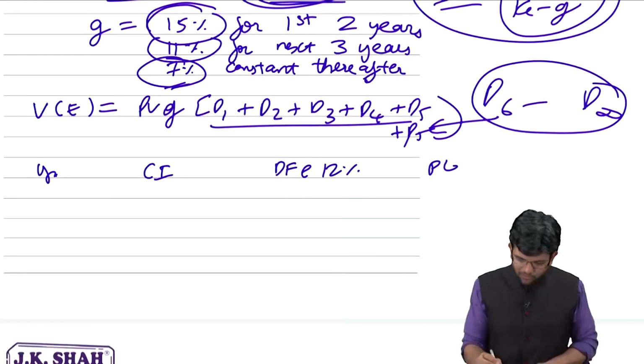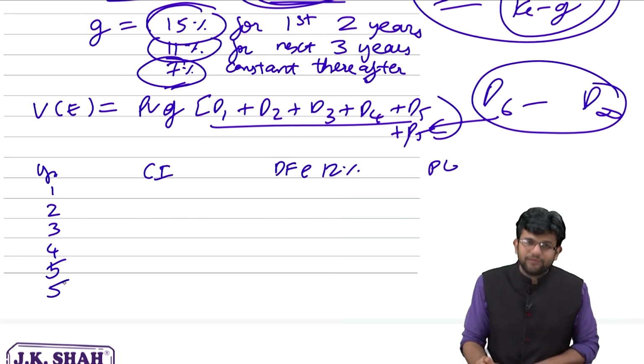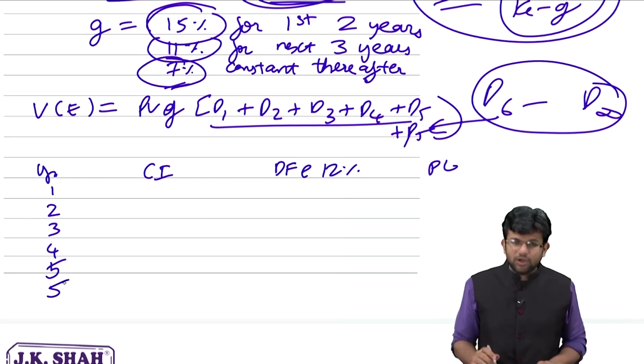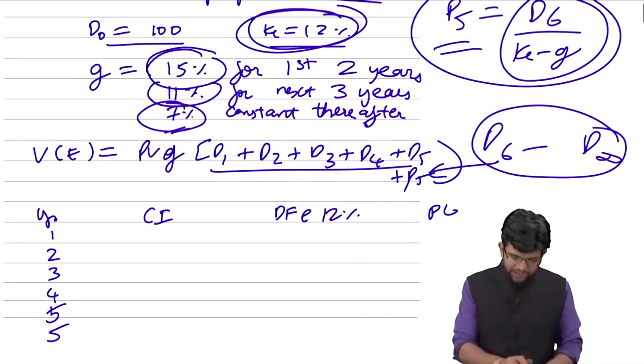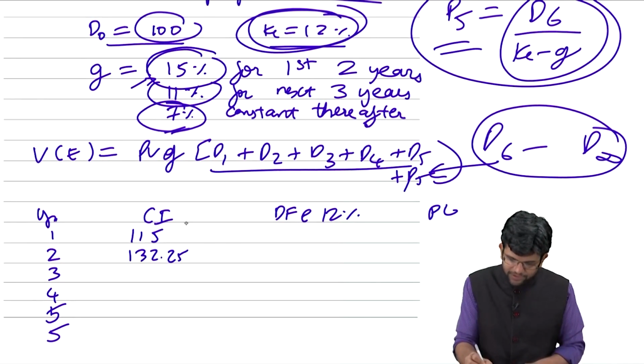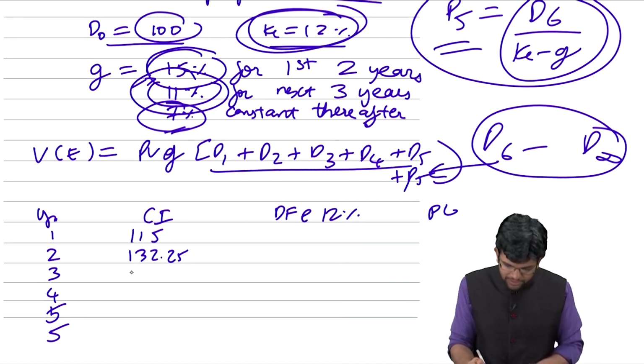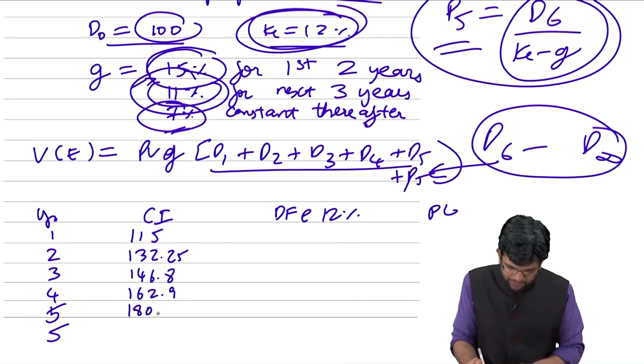Let's now go ahead. Tell me what will I write in here? I'll write 1 for D1, 2 for D2, 3 for D3, 4 for D4, 5 for D5 and 5 for P5. Everybody following? Let's now put the numbers. So my D0 students is 100. So 100 plus now 15% for first 2 years. 15% will give me 115. Plus 15% will give me 132.25. Then next is 11%. So for 3 years, don't forget, plus 11% is 146.8, plus 11% that is 162.9, plus 11% that is 180.9.